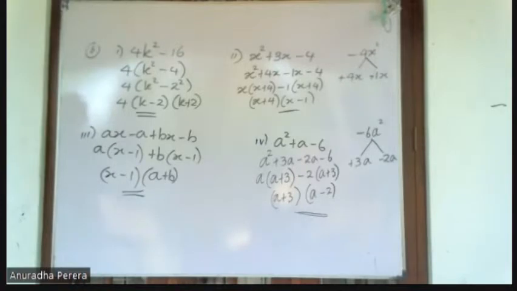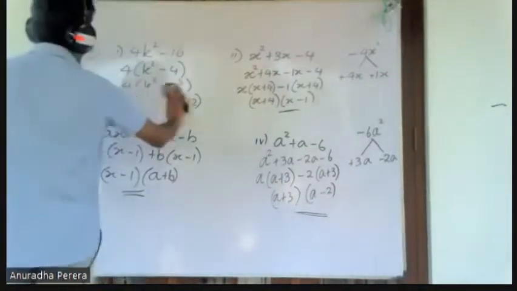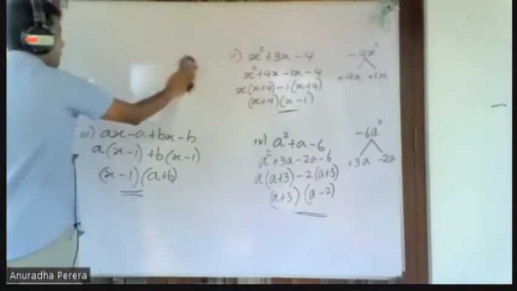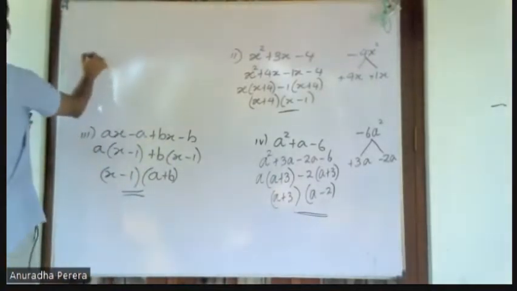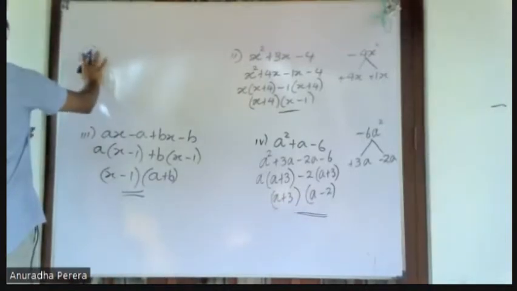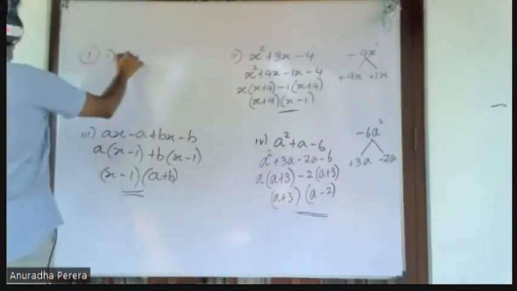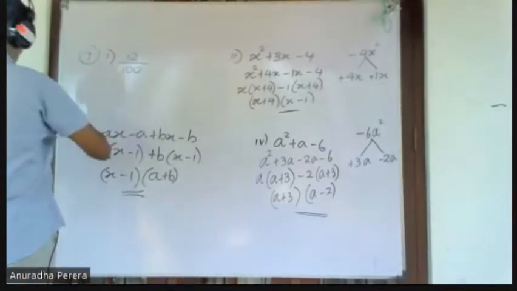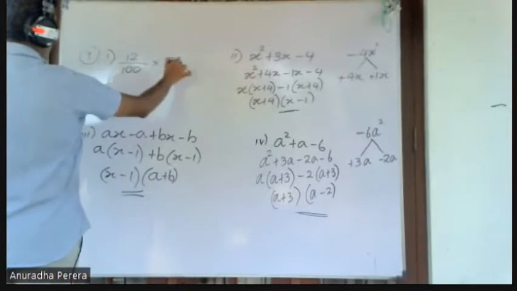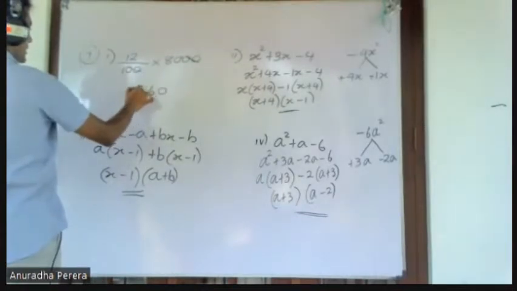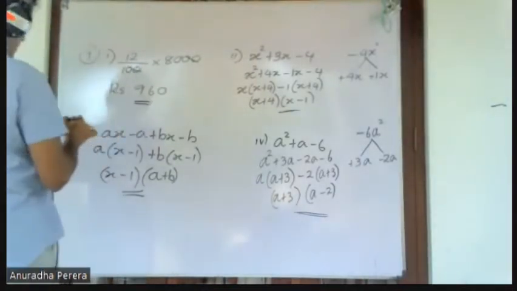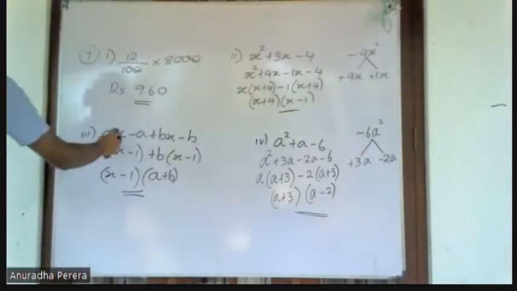Question number 7. A trader gives a 12% discount when selling an article. The marked price is 8,000. What is the discount allowed? Discount allowed: 12% of 8,000. The answer is 960 rupees.